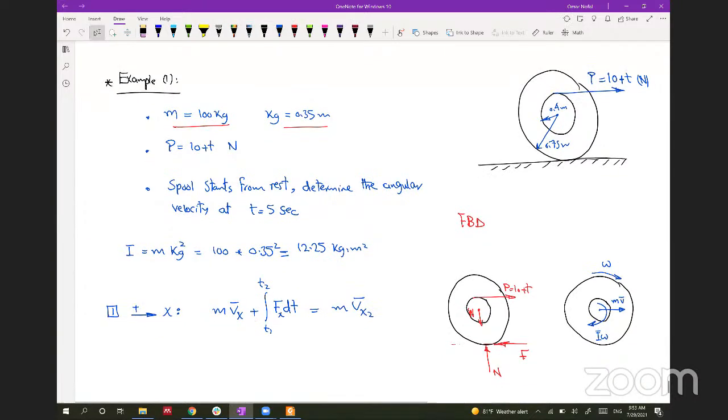Okay, from this piece of information, the spool starts from rest. That means that the initial velocity is equal to 0. So this term will be equal to 0. And let's get the second terms. Let's see what forces we have in the X direction. We will have this friction F and this 10 plus T. So let's integrate this part. We have 10 plus T in the positive direction, and this will be integrated with respect to t, so we'll have dt here.